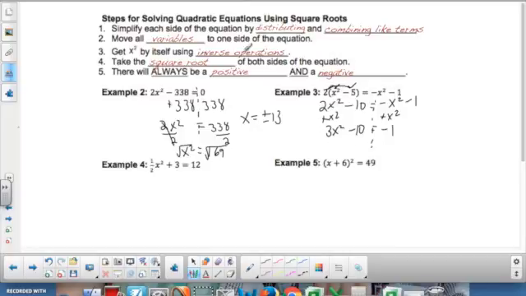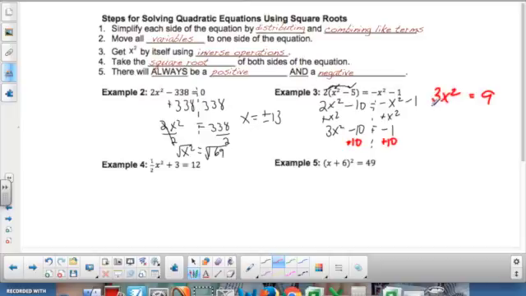Okay, now I'm ready to start getting that x squared by itself using inverse operations. These steps are going to be very, very similar to solving a linear function. So I'm going to get rid of my constant first, which means add 10 to both sides. That leaves me with 3x squared. Negative 10 plus 10 is 0, so that's gone. And on the other side, negative 1 plus 10 is 9.